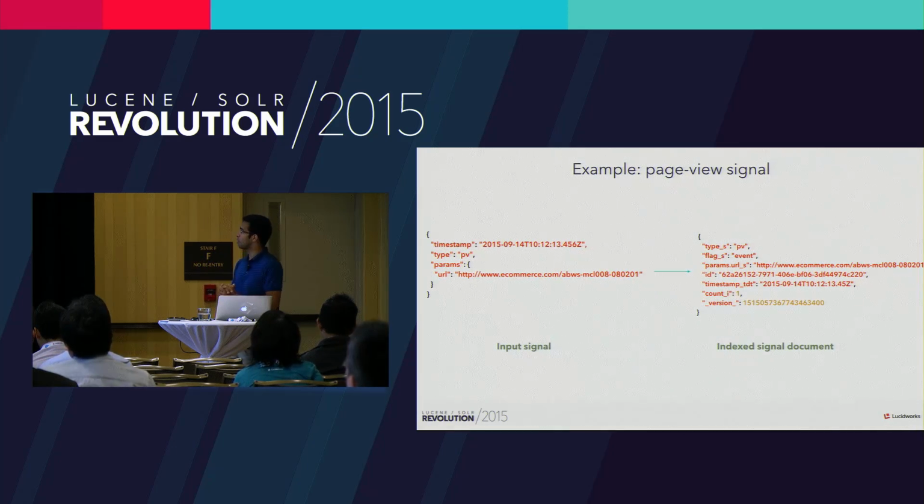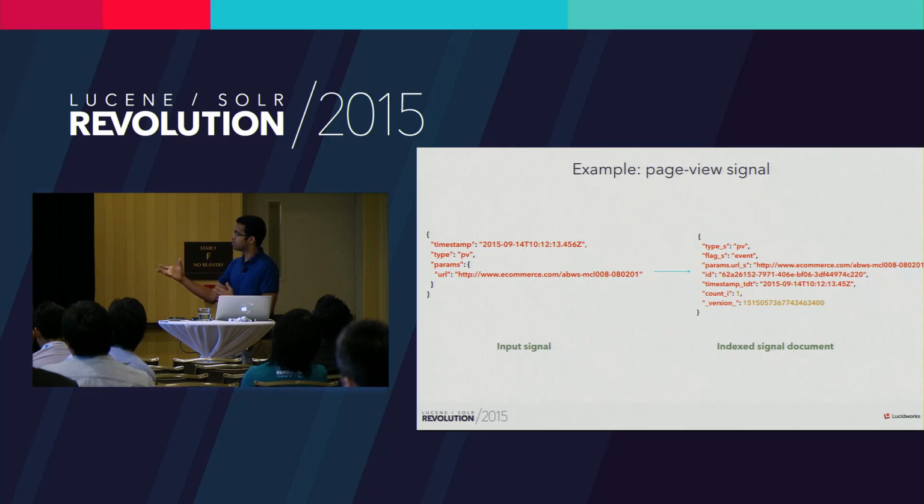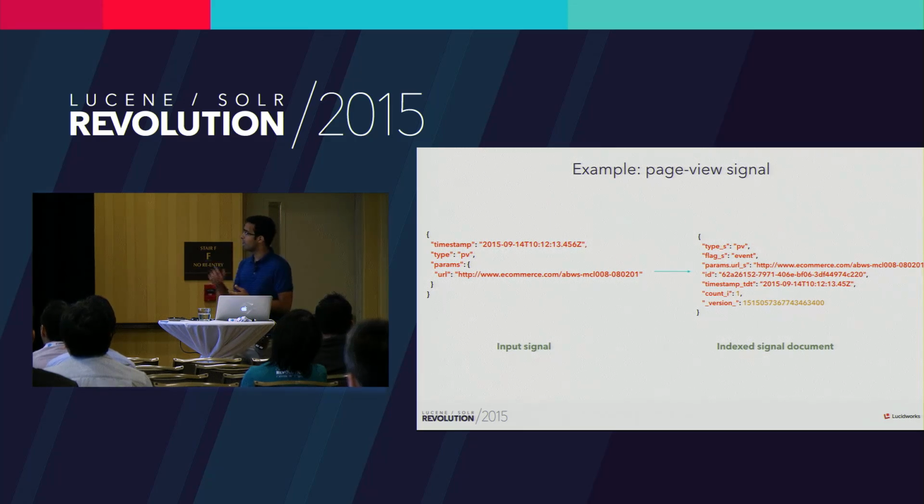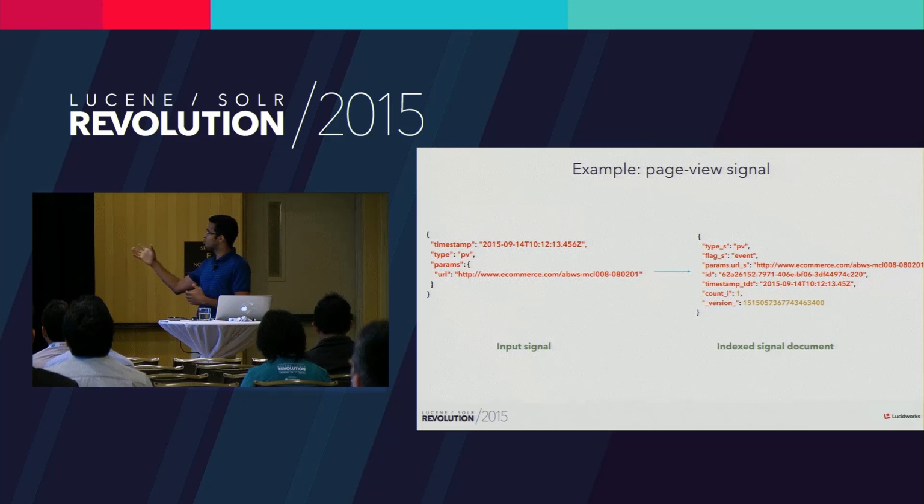So here is an example of a page view signal. Here the mandatory field types are type and timestamp, and params is a very generic map object that you can add any events to. Here, it's as simple as: user came to this website and clicked on this URL at this point of time. On the left side, you see the input signal that is sent to the API. On the right side, you see the Solr document that is actually indexed. We transform this document and then we index it.